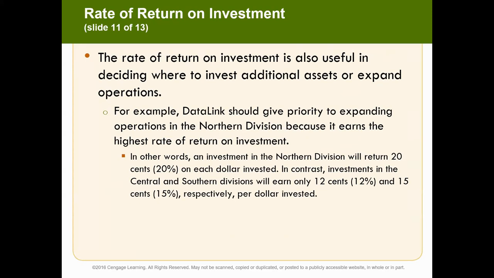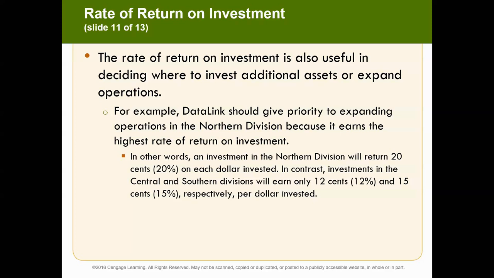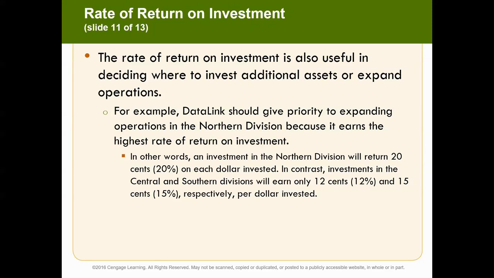The rate of return on the investment is also useful in deciding where to invest additional assets or expand the operations. For example, Datalink should give priority to expanding the operations for the Northern Division because it earns the highest rate of return on the investment. In other words, the investment for the Northern Division would return 20% on each dollar invested. In contrast, the other divisions, respectively, are the Central Division at 12% and the Southern Division at 15%.